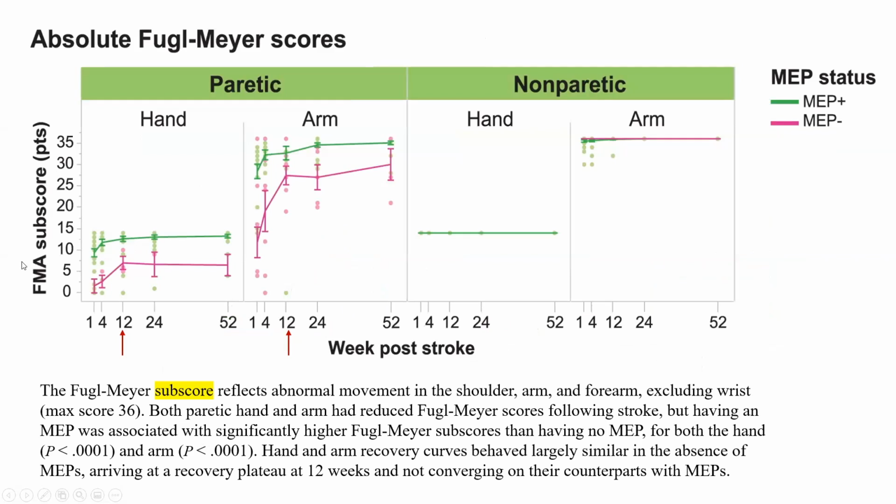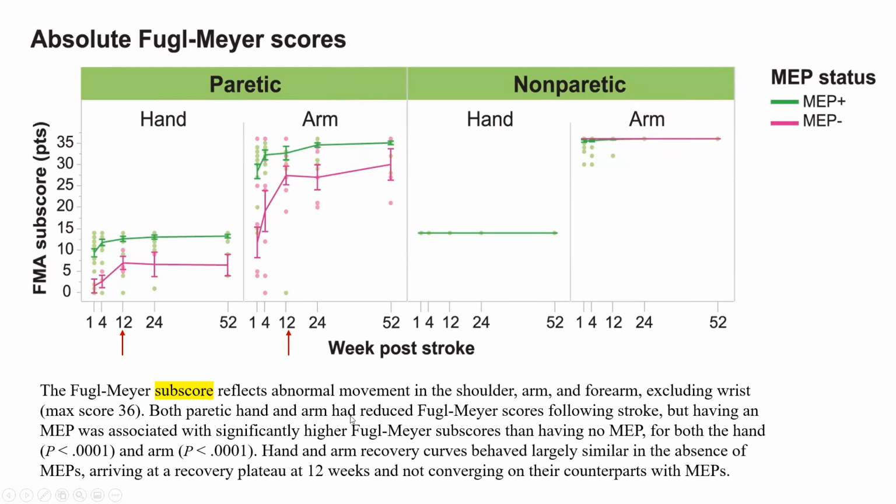And when you looked at Fugl-Meyer scores, they looked at a subscore, which was really section A of the Fugl-Meyer. And that has a maximum of 36 points on it. Not the usual 66 that many of us are familiar with when we read these papers, but they used the subscore for section A. Maximum score was 36. That's why you see 35 on the y-axis. So the Fugl-Meyer score reflects abnormal movement in the shoulder, arm, and forearm and excludes the wrist. That's why you lose some points there.